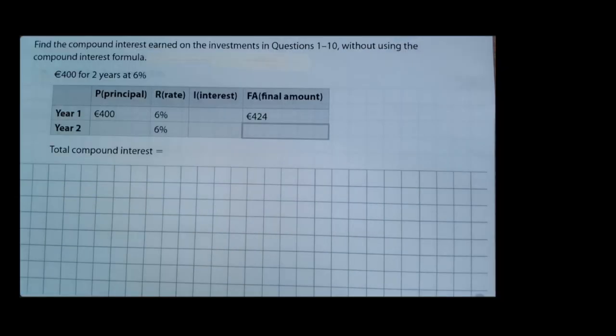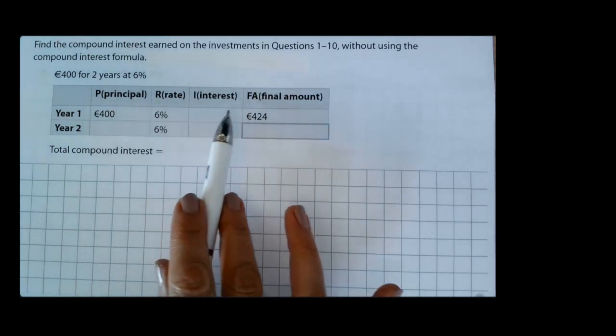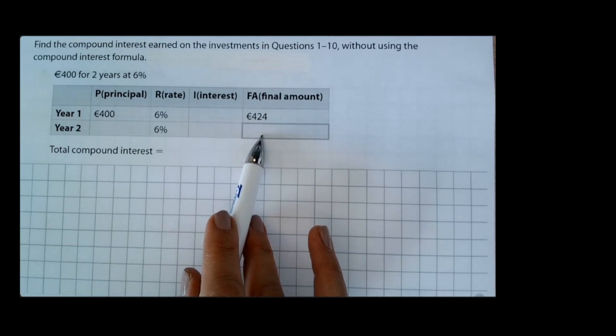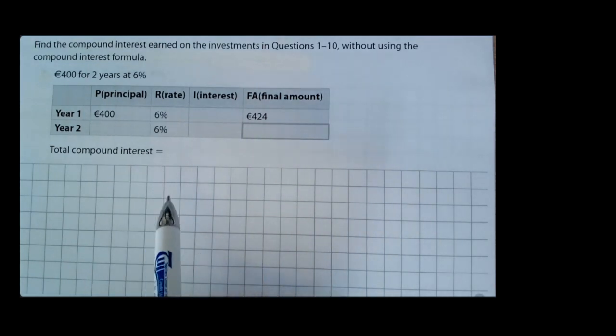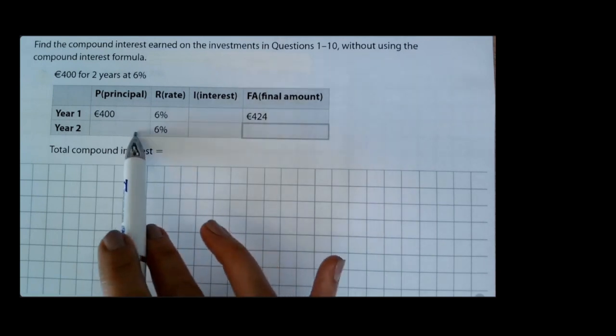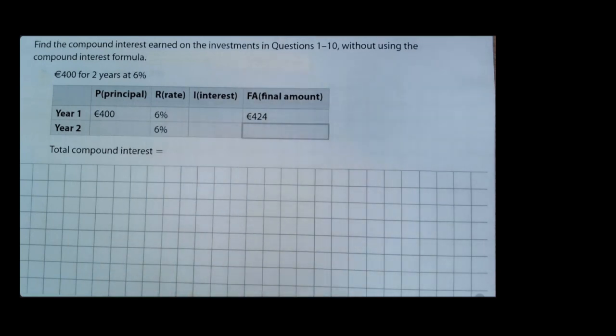Okay, let's take a look at this question. So in this question, we have to find the compound interest earned on the investments without using the compound interest formula. Okay, so we want to do this the long way because we have to fill in lots of bits of information here in the table. All right, so this is a classic example of where we are kind of forced to do this the long way around because there's lots of answers that they're looking for. Okay, so pause the video if you feel confident with this one. If not, listen up and I'll go through it now bit by bit.